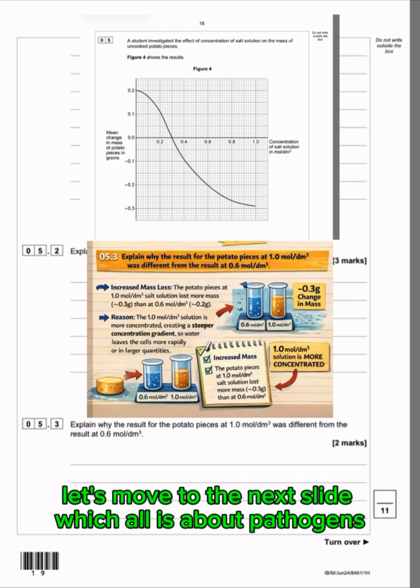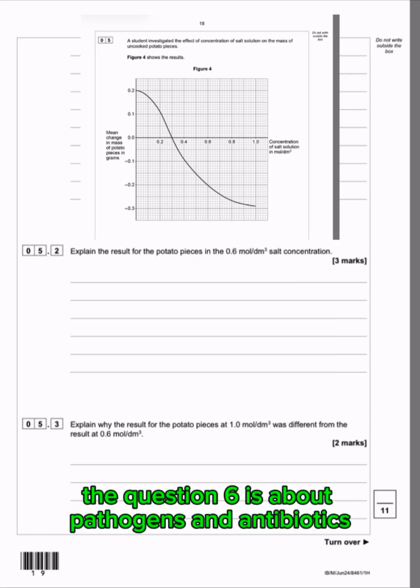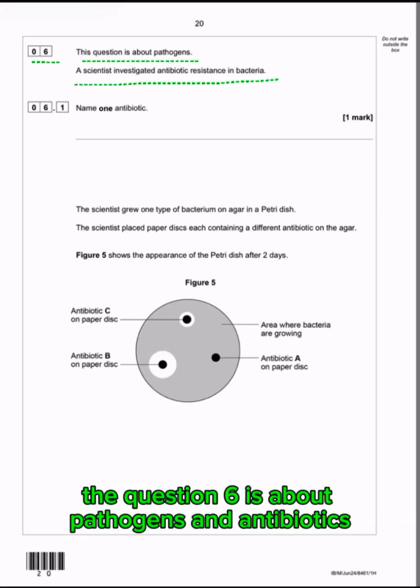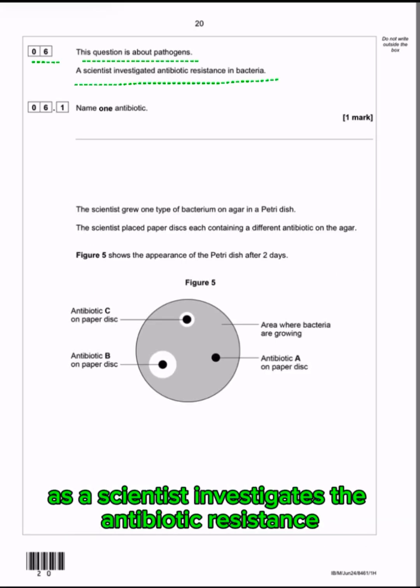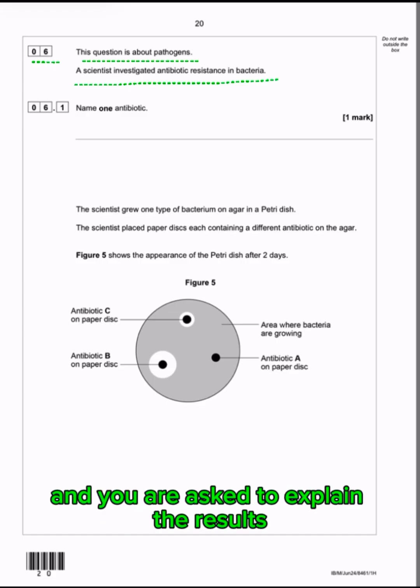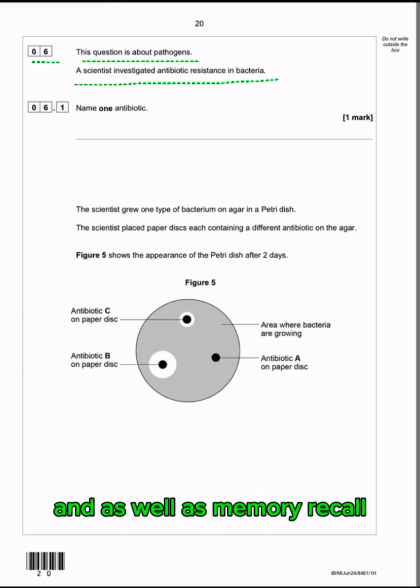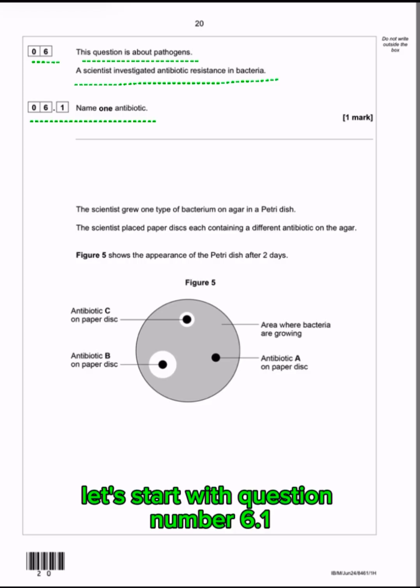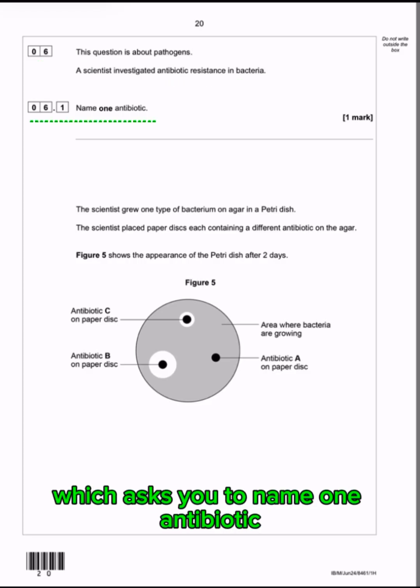Let's move to the next slide, which is all about pathogens. Question 6 is about pathogens and antibiotics. As a scientist investigates antibiotic resistance, you are asked to explain the results, as well as memory recall and name one antibiotic. Let's start with question number 6.1, which asks you to name one antibiotic.